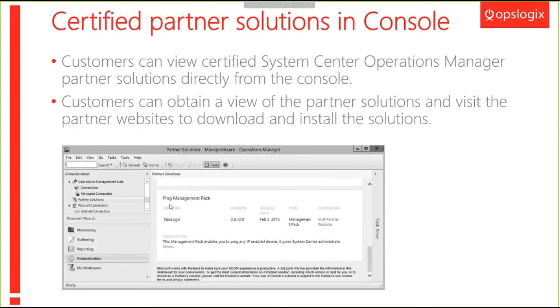Now, Microsoft is working with partners such as OpsLogix to look at how they can provide a link to our services in the console itself. It's called the Certified Partner Solutions pane. And if we go into administration, you'll see that certain partners that have been certified like ourselves are now directly available from the console. You can view the pack, you can click to the website and gain access. So that's a great thing, and certainly helps you as a customer identify which solutions are out there in the marketplace and which also have the certified brand that Microsoft desires.